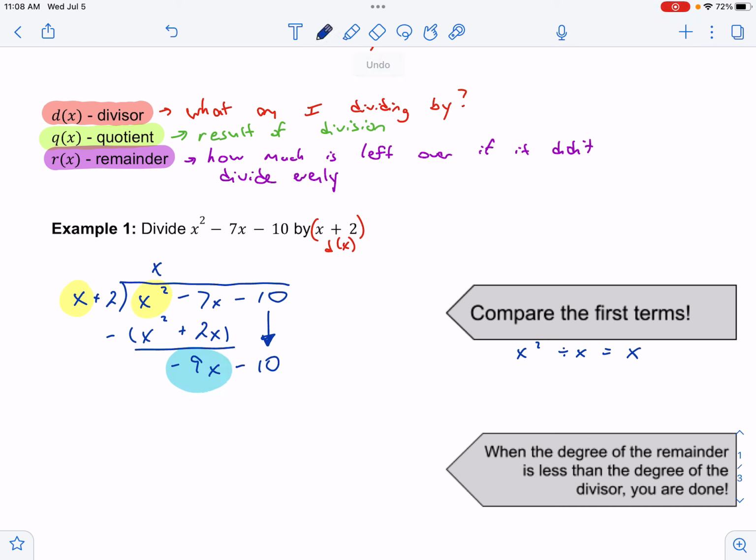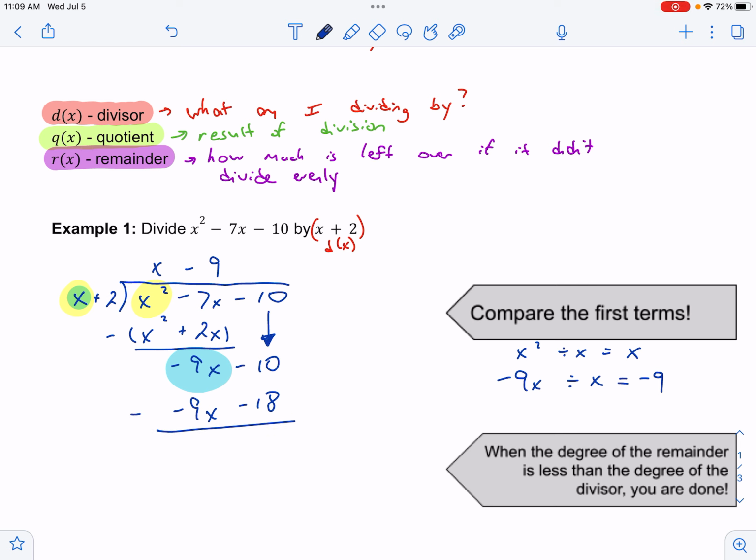Alternatively, you could say, well, what is negative 9x divided by x? And the answer is negative 9. So I write negative 9 up top here. And we repeat. We go negative 9 times x plus 2. Negative 9 times x is negative 9x. And negative 9 times positive 2 is negative 18.